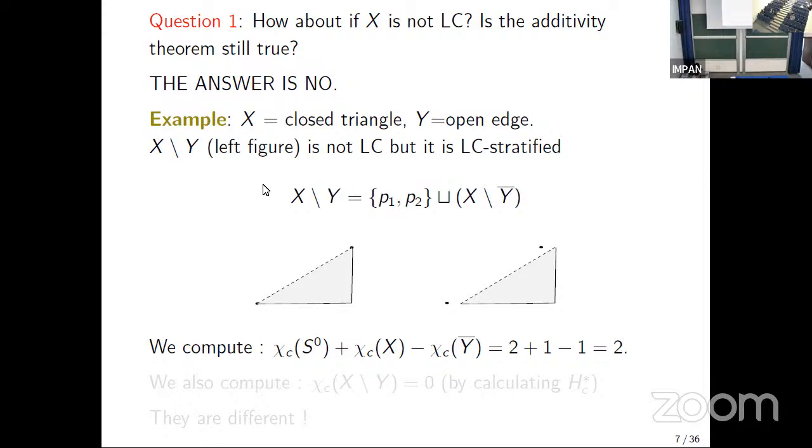And what are we saying? But if you compute the Euler characteristic of the space with compact support with the formula, you get 0. So they're not the same. Okay, so at that point, we wonder about something.